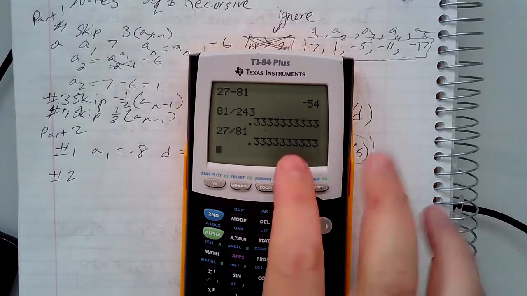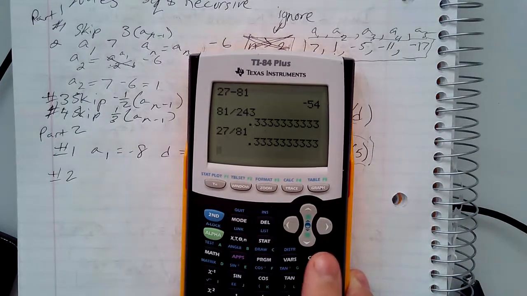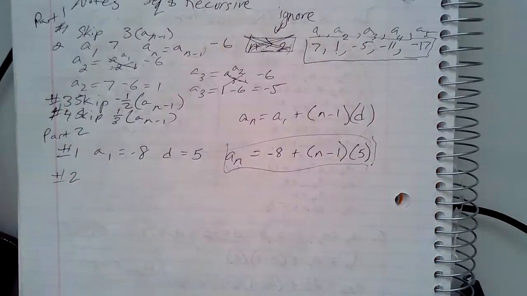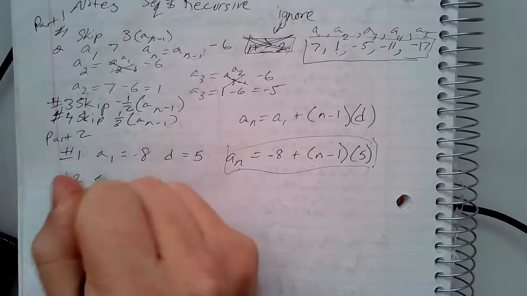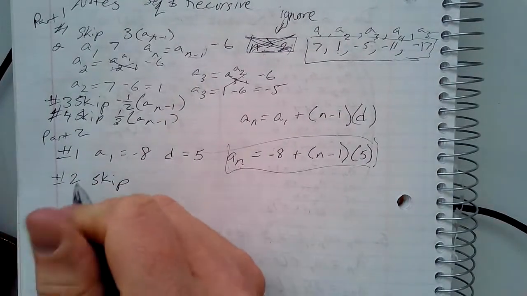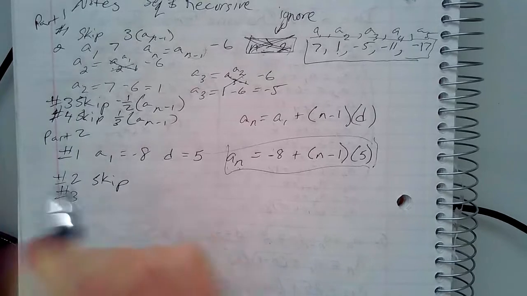But we don't have to do this one because it's geometric. So we're skipping number 2. But that's how you do it. Skip. Number 3. Do we skip it or do we not skip it?